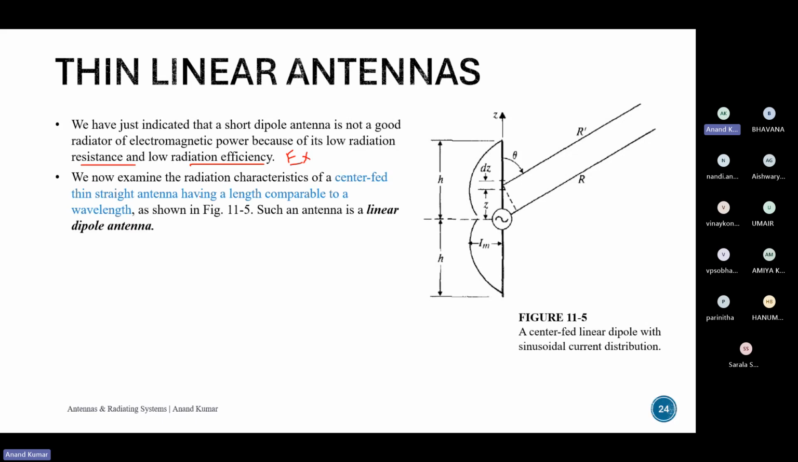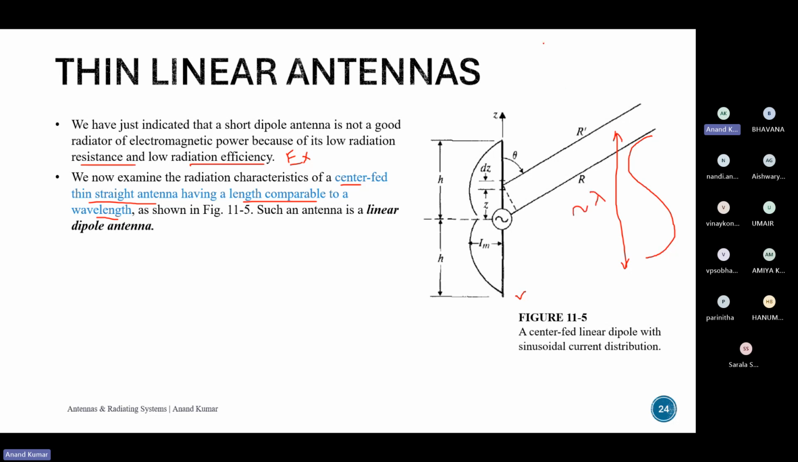In this class, we'll look at thin linear antennas and the linear dipole antenna. What is that? It is a center-fed thin straight antenna having a length comparable to the wavelength. For example, if you look at this, the length of this antenna will be comparable to one wavelength; this is somewhere near lambda.